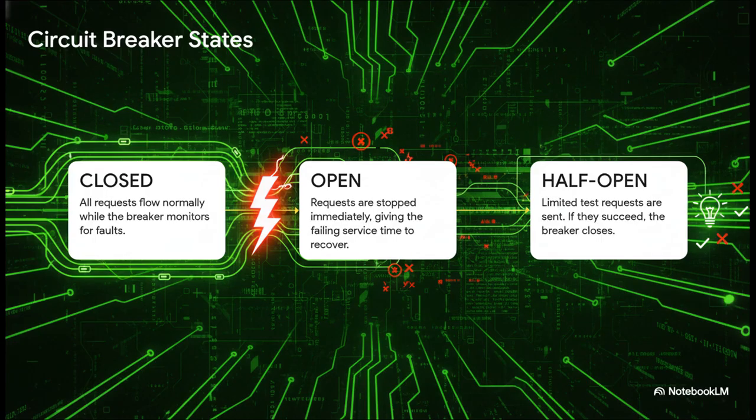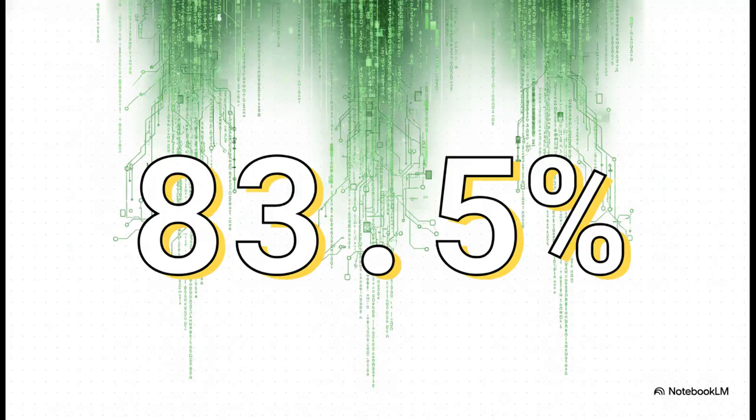Then, after a little bit, we move to the half-open state. Our electrician cautiously tests just one little appliance. A few test requests are sent through. If they work, great, the breaker closes and we're back to normal. But if they fail, nope, it's right back to the open state to protect the system. And this isn't just some neat idea on paper. Research has shown that putting this pattern into practice can slash those cascading failures by over 83%. I mean, that is the difference between a tiny little hiccup and a full-blown catastrophic outage.